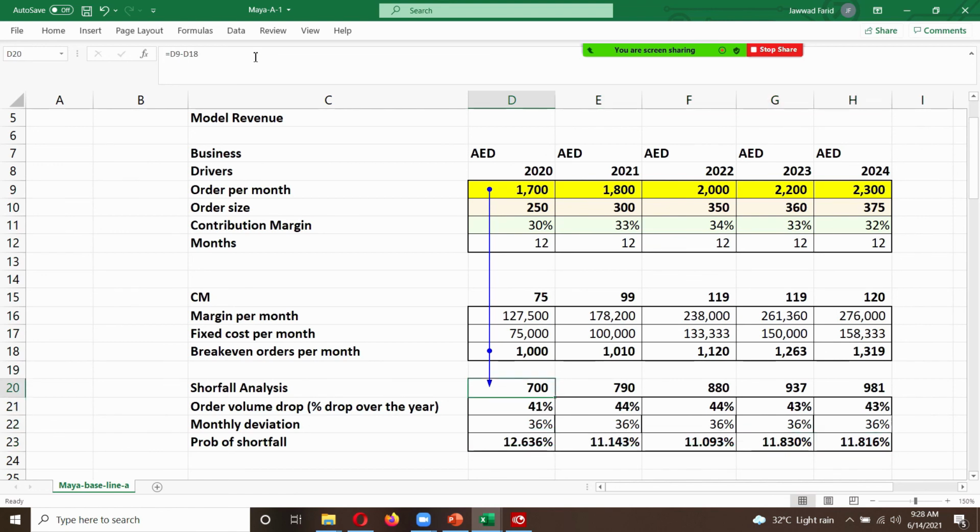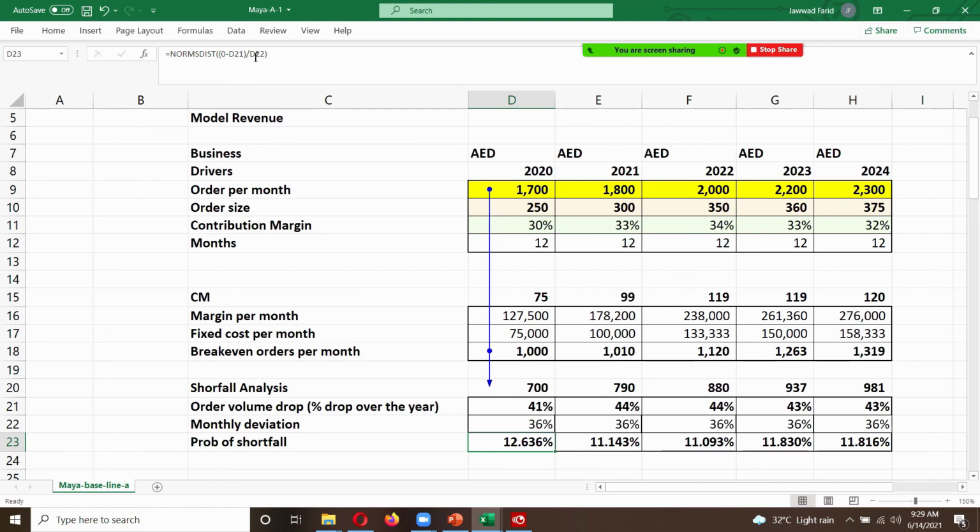Just look at the fact that shortfall analysis gives me a sense of what would be classified as bad news. So for me, bad news is classified as the fact that my orders fall below a threshold where I can service my fixed costs. What is the volume that is required for that bad news to happen? A volume drop of about 40%. What's the probability of that happening? That number is 12.636%.